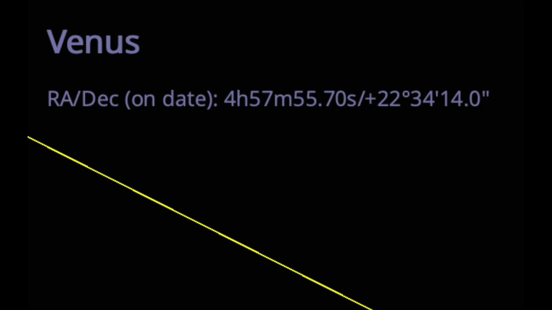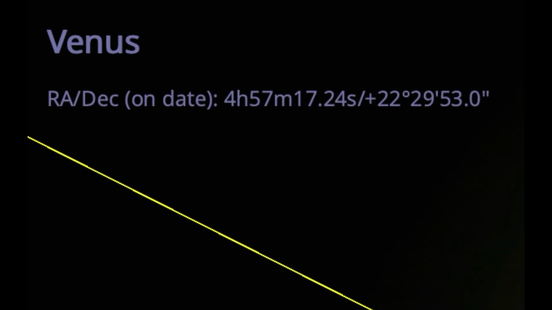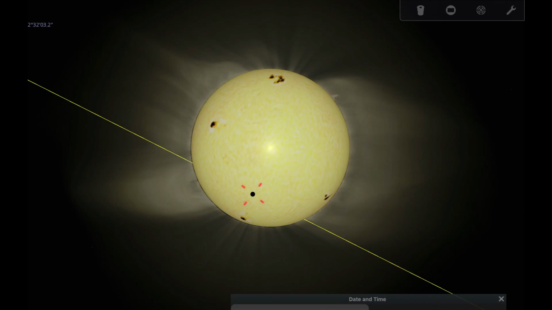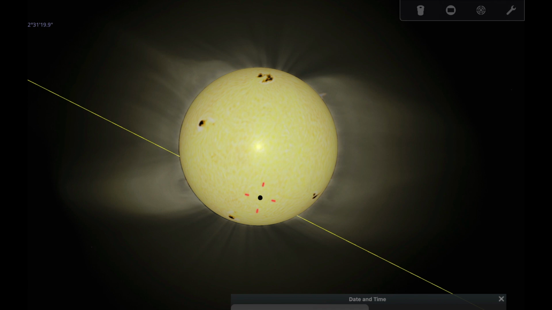In this example, we can see that Venus and the sun have the same right ascension. So it's 4 hours, 57 minutes, and depending on which way either one of them are going, for the sun, it's going to the east, so its seconds are going to go up, and Venus is going to the west, so its seconds are going to go down. Now they'll have exactly the same right ascension as their center points line up, but the declination isn't going to be the same because their altitudes are different.